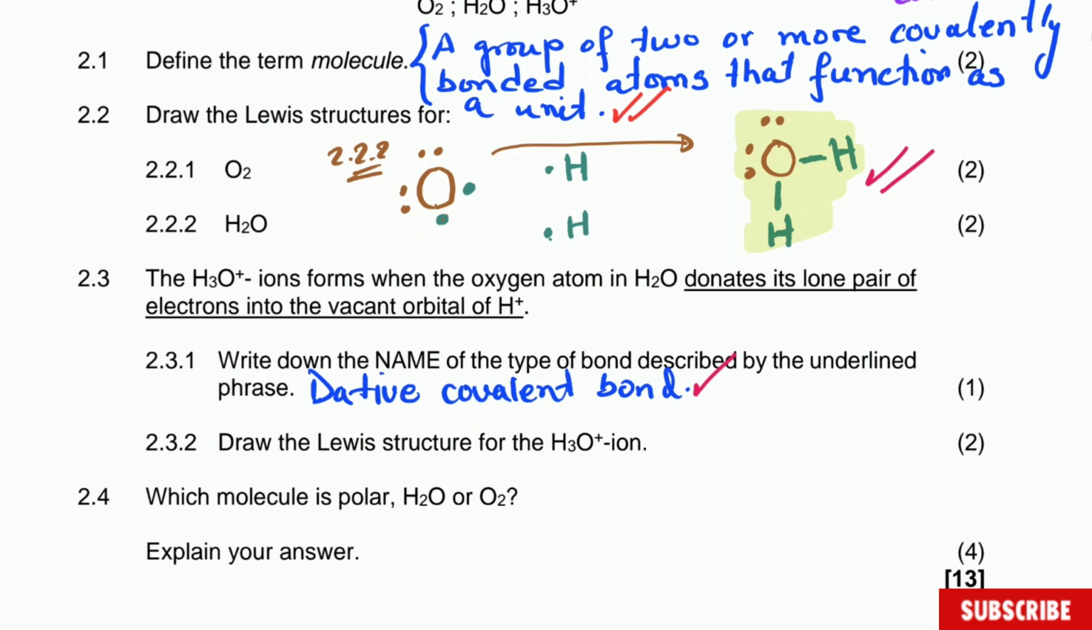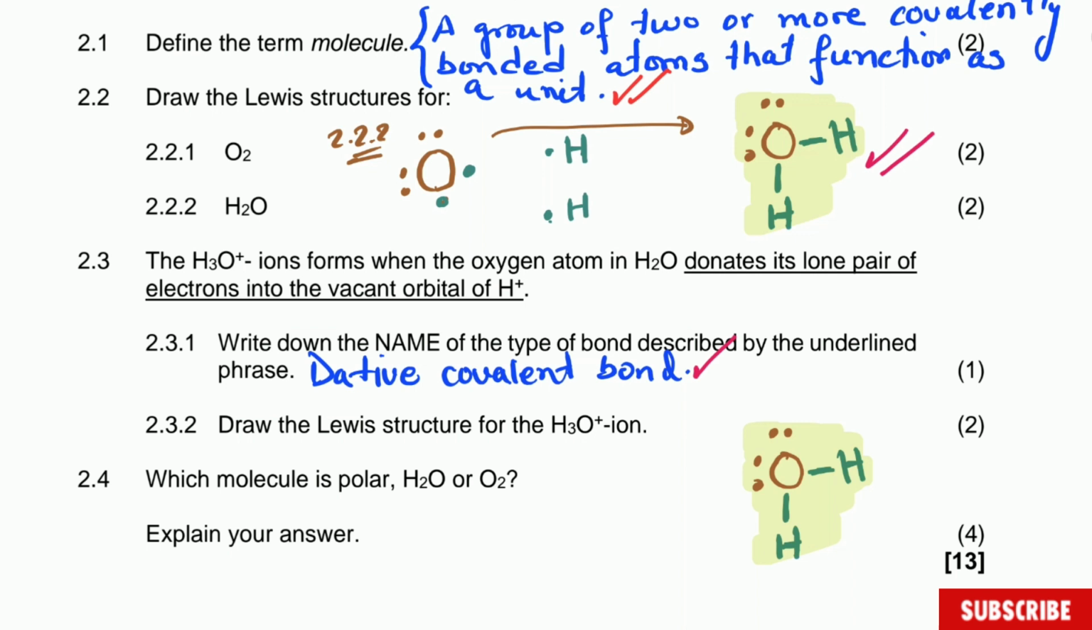Now question 2.3.2, draw the Lewis structure for the H3O plus ion. Now what is happening? What did happen here? Water gains a proton. Now what is a proton? A proton is an H plus, and H plus does not have any electron. It already gave away that electron.